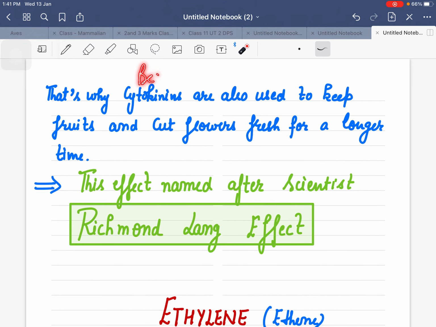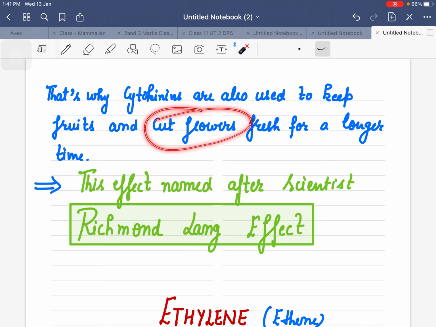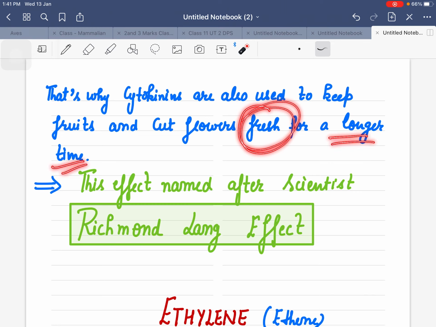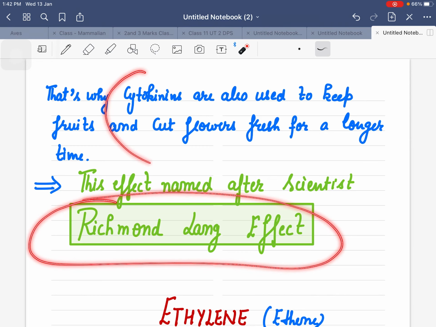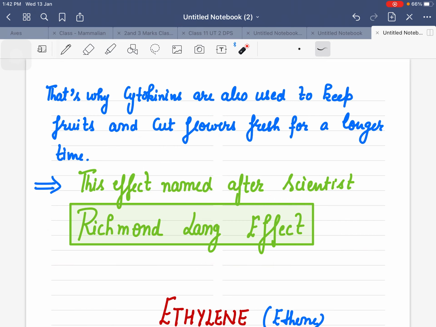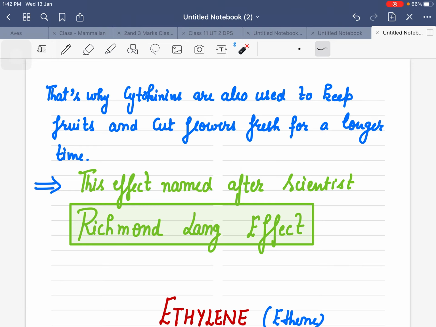Because of this effect, cytokinins are also used to keep fruits and flowers which you have plucked from the plant fresh for a longer time. And this effect of cytokinin is known as the Richmond-Lang effect. The effect which helps to keep fruits and flowers fresh for a longer time, or you can say it helps to delay senescence, is known as the Richmond-Lang effect, after the name of the scientist who discovered this function of cytokinin. So this is all about cytokinin, its effects as well as its uses. Next plant growth regulator we are taking is ethylene.